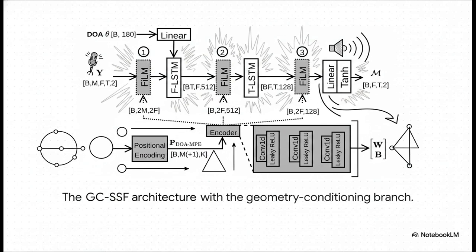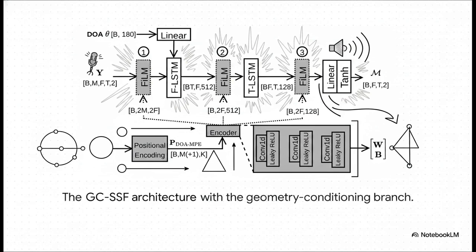So conceptually, the whole architecture is called the Geometry Conditioned SSF, or GC-SSF, and the design is just elegant. The standard audio processing blocks operate normally, but now they run alongside this totally new conditioning branch. This branch takes the exact mic coordinates and the target speaker's direction and encodes them into a feature they call DOA-MPE, which stands for Direction of Arrival combined with Microphone Positional Encoding.